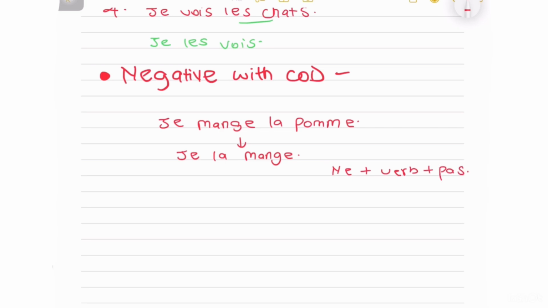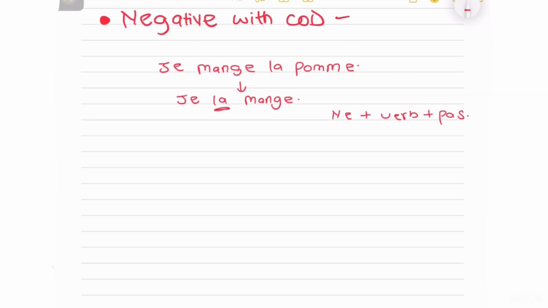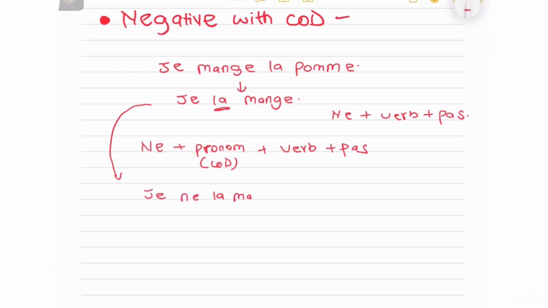But here there's a new thing in the equation. What is that? It is your pronoun. So the question is, where does the pronoun go? Here, as I said, the pronoun and verb stay together. That means you get ne plus pronoun plus verb and pas. So the pronoun also goes with the verb into the ne pas bracket. So you get something like je ne la mange pas.